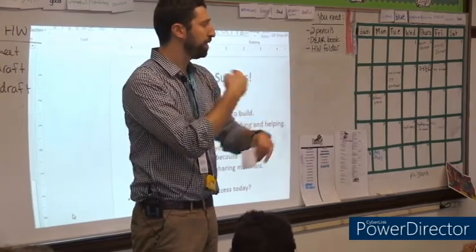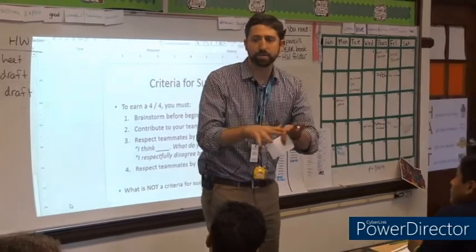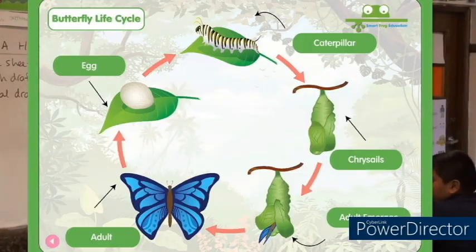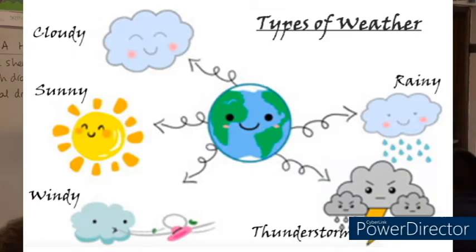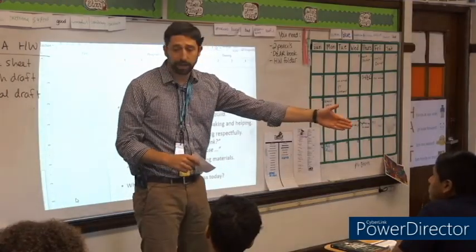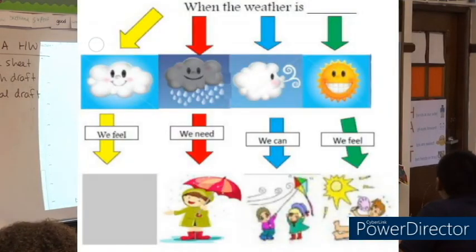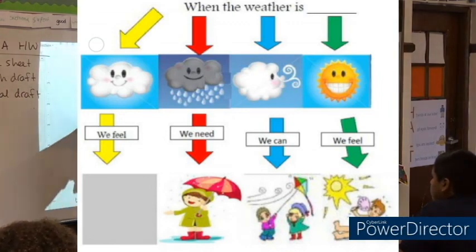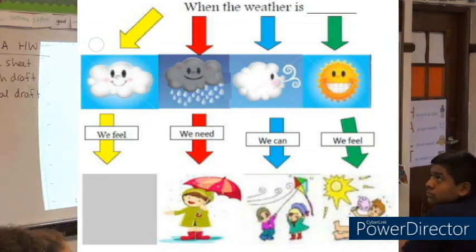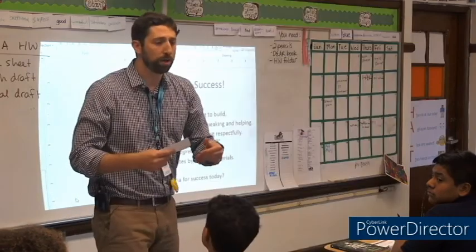So I will be showing you a sample of a concept map. So here is a sample of a concept map of the life cycle of a butterfly. Now, I'll be showing you the different types of weather using a concept map. And last, here's the sample concept map. When the weather is cloudy, we feel gray or dull. When the weather is rainy, we need an umbrella. When the weather is windy, we can fly kites. And when the weather is sunny, we feel hot.